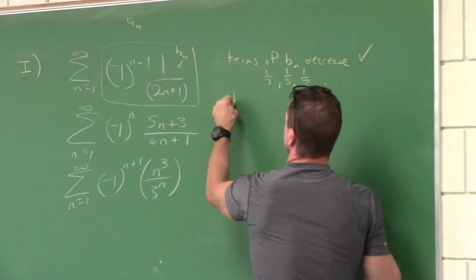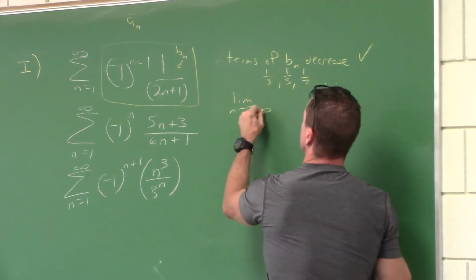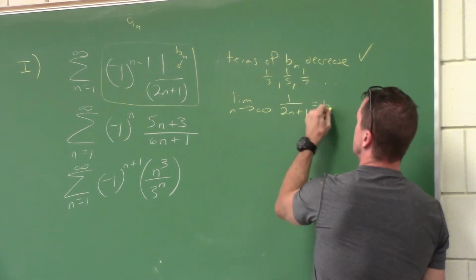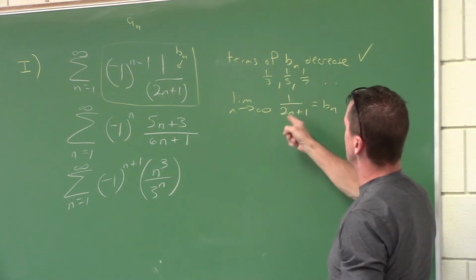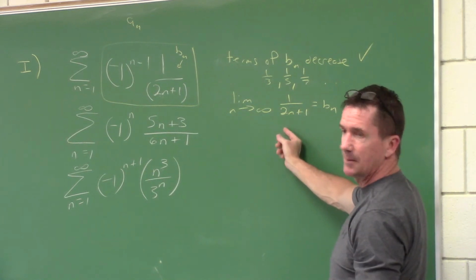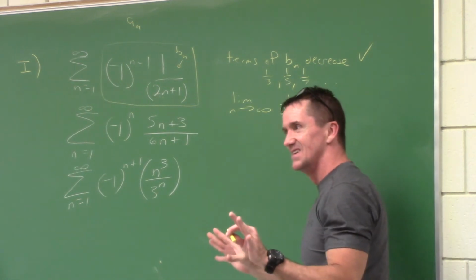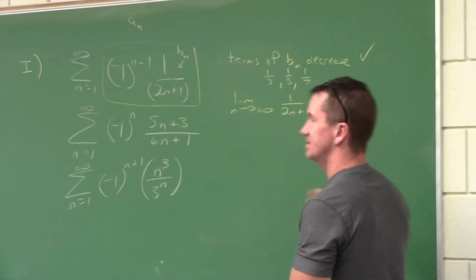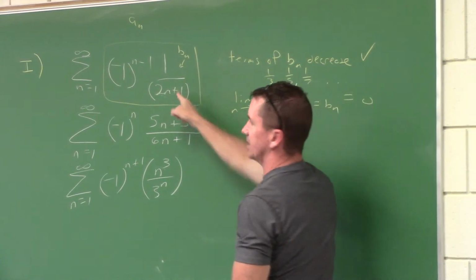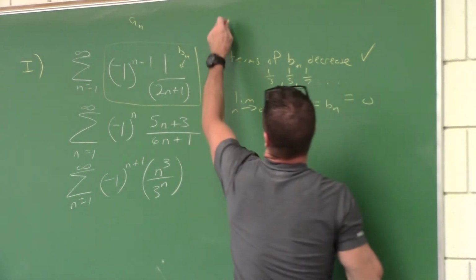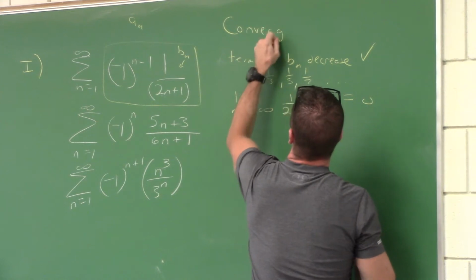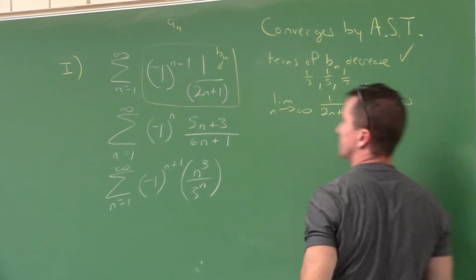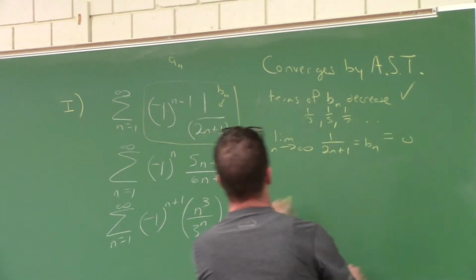Now, what's the limit as n approaches infinity of 1 over (2n+1), which we're referring to as b sub n? Notice I'm not doing a (-1) here. I'm only focusing on b sub n. Isn't that funny about this test? We focus on b sub n every time. Is that 0? So this series right here converges by the alternating series test. This series converges by the, oh, we can abbreviate, how about AST? By the alternating series test. That's number 1.